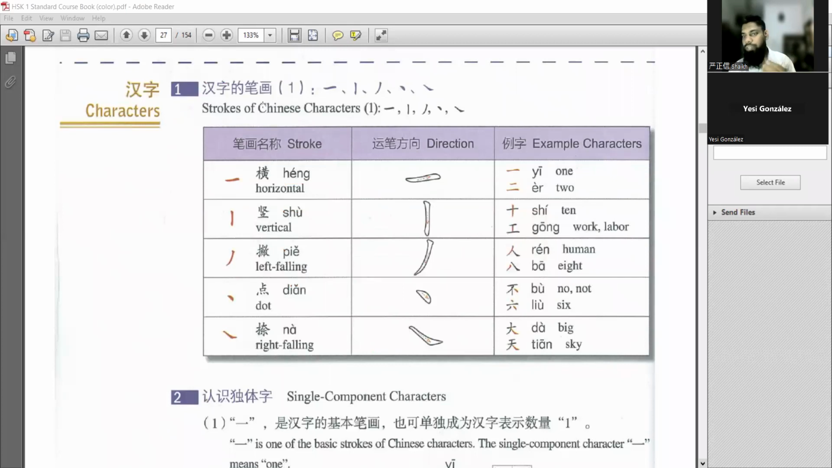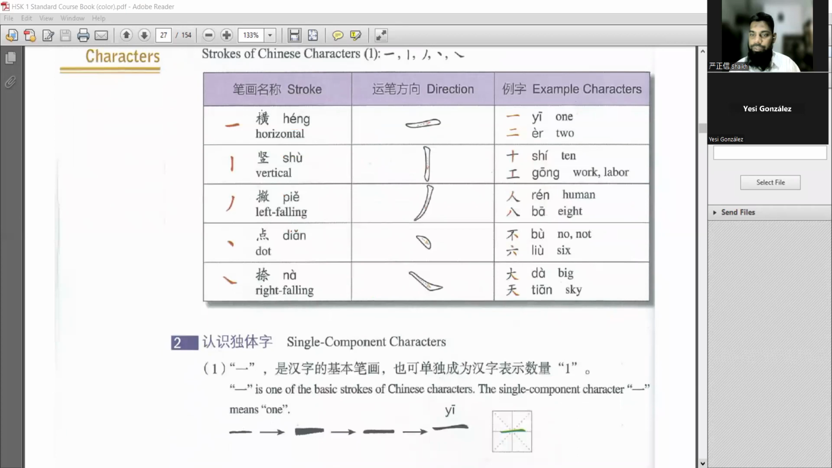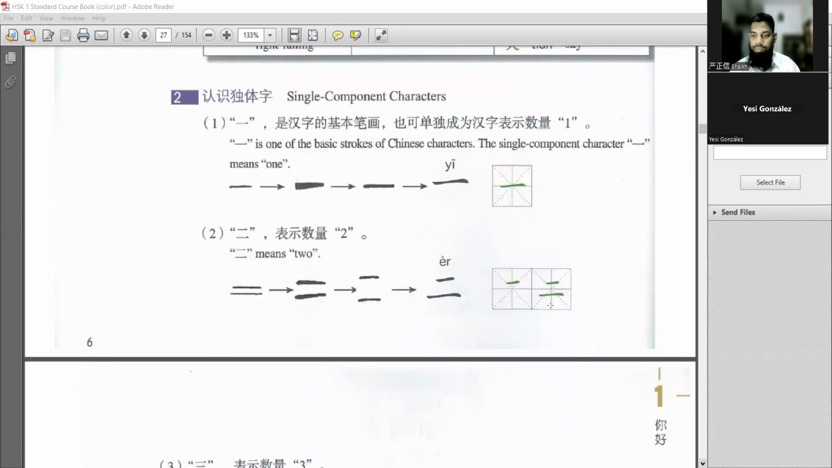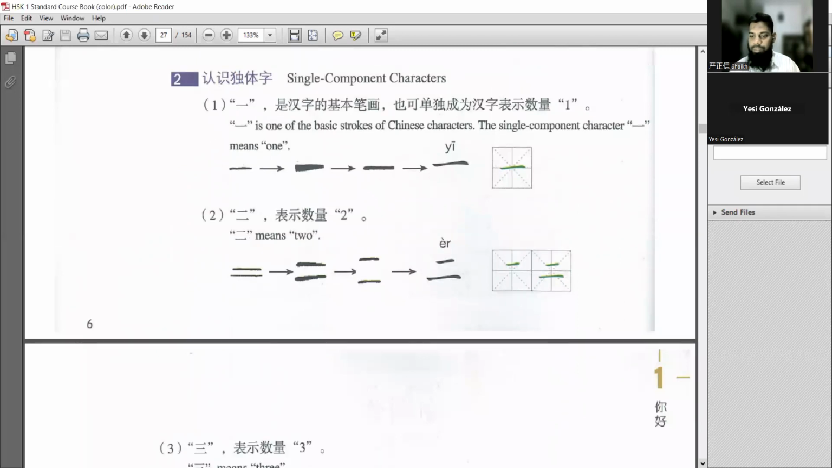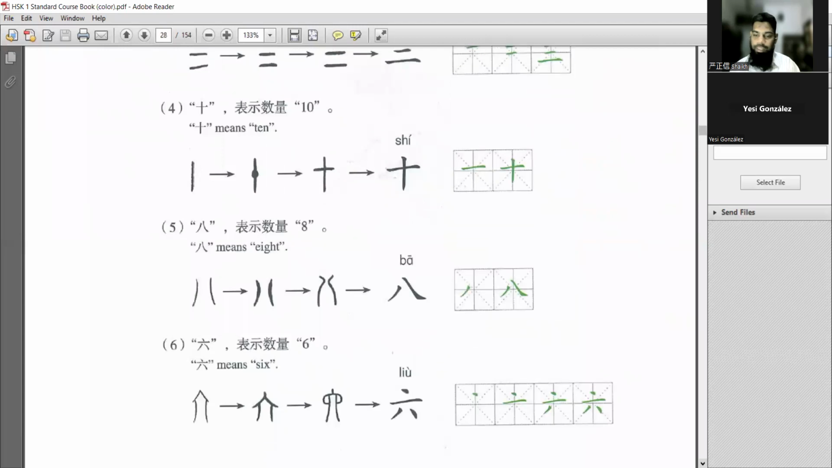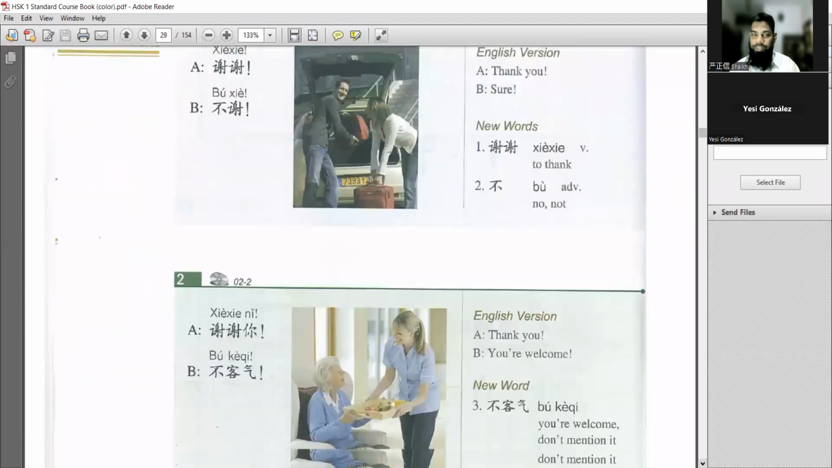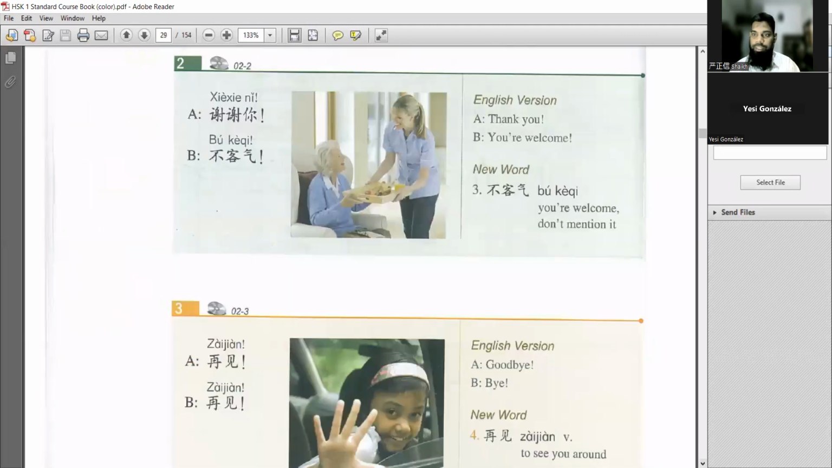So gradually you will learn these strokes in each chapter, and then at the end of this course you will be able to write some of the characters. So this is the end of chapter number 1, and now I'm going to start chapter number 2, and my goal is to partially finish chapter number 2. Okay, so this is chapter number 2.